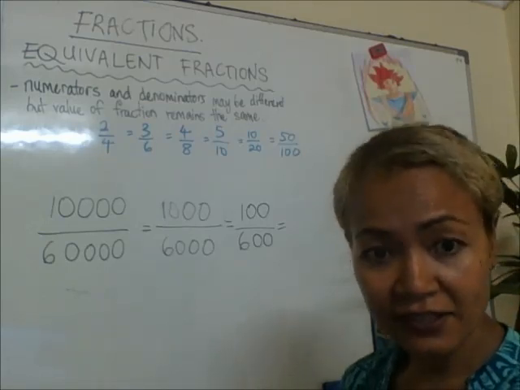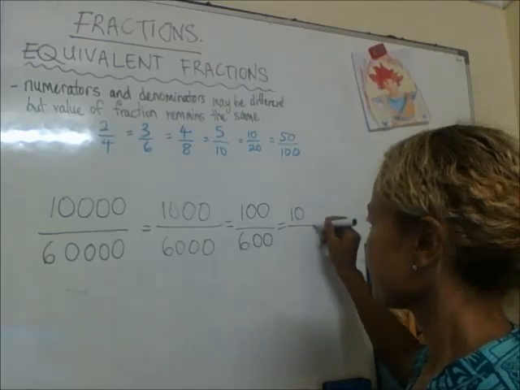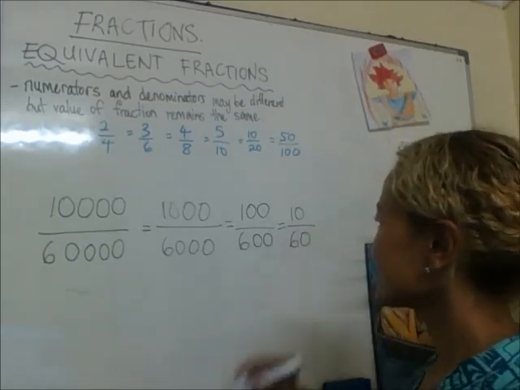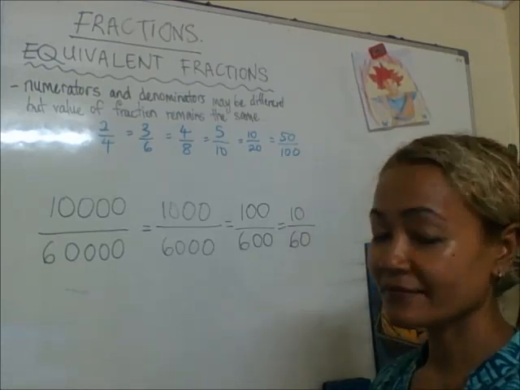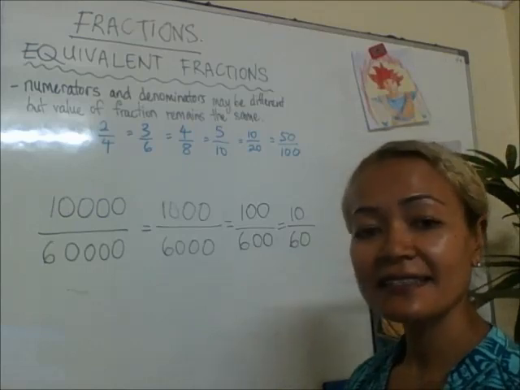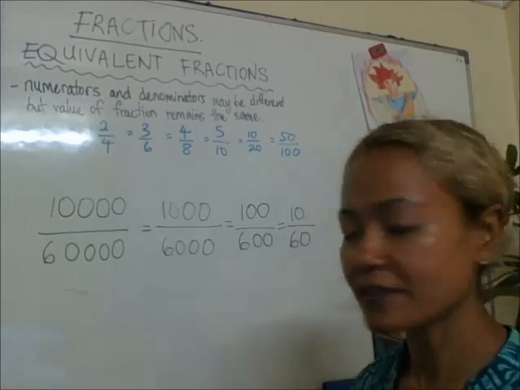Divide by 10, sorry, another 0. So divide by 10. We're now down to only 1 0, and 60. 10 over 60. Guess what? It's the exact same fraction. It's the exact same value. It's an equivalent fraction.